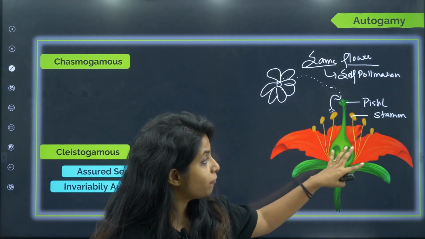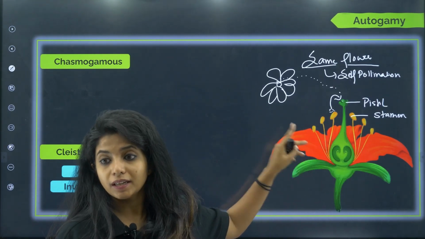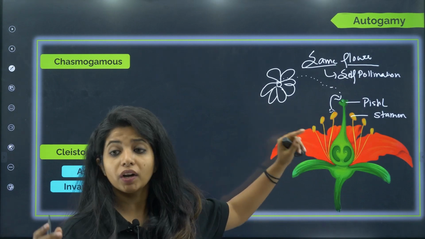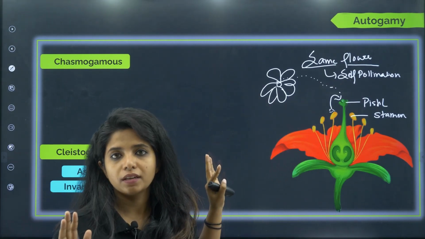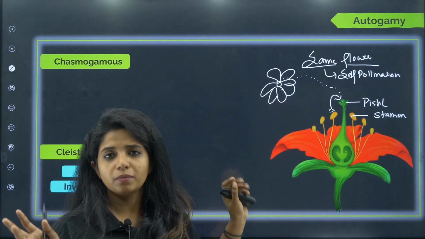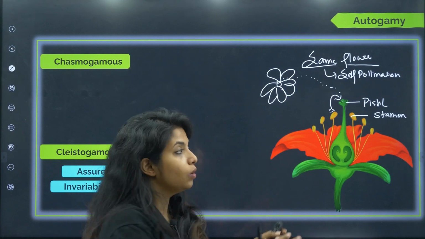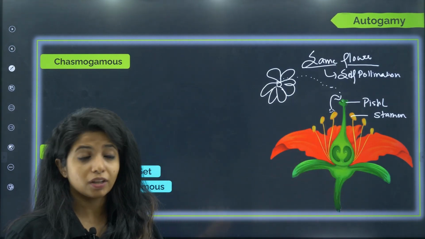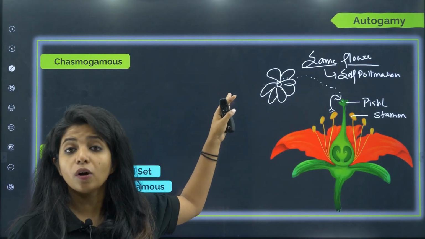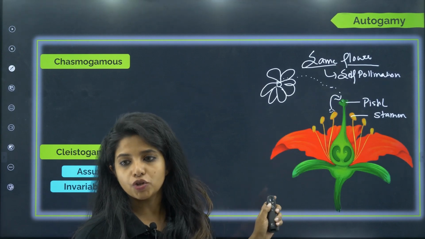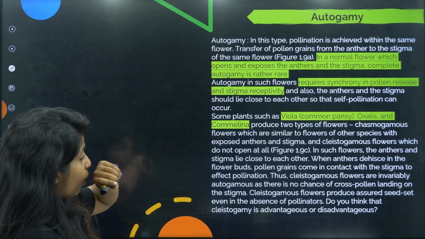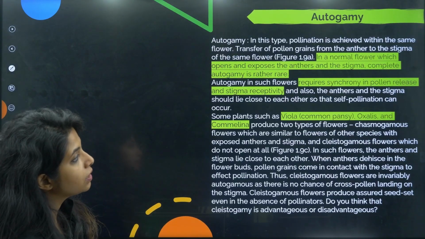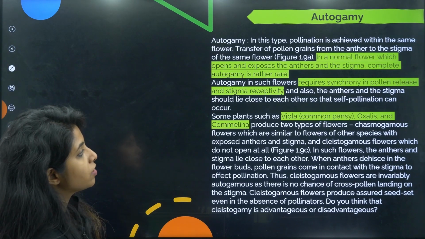So, for a flower which is blooming like this, it is not sure that it will be completely autogamous. I cannot say that it will be only showing self fertilization, self pollination. They can also show what? Cross pollination. Now, going ahead, autogamy in such flowers requires synchrony in pollen release and stigma receptivity.